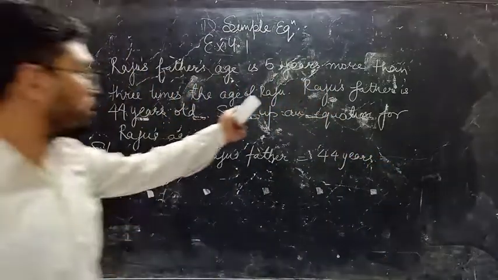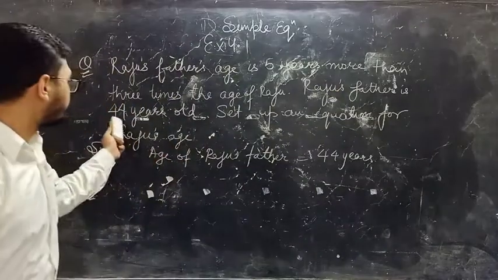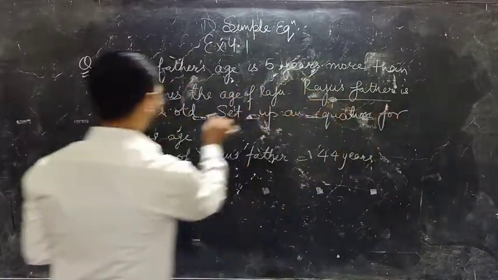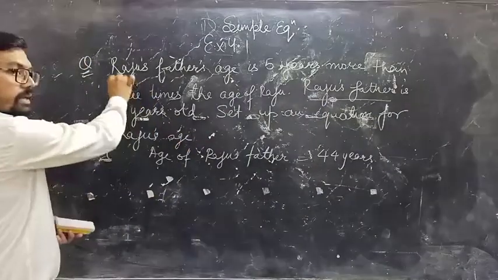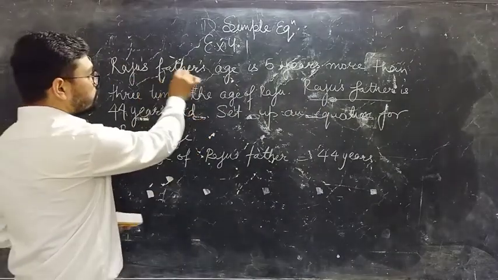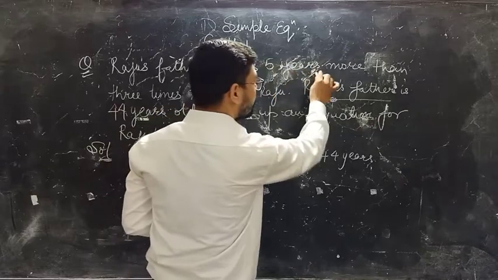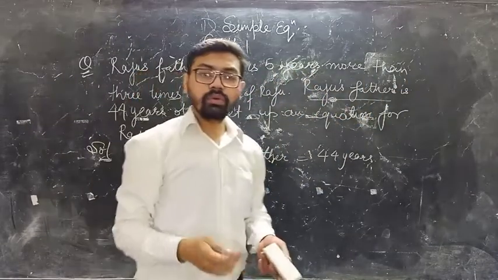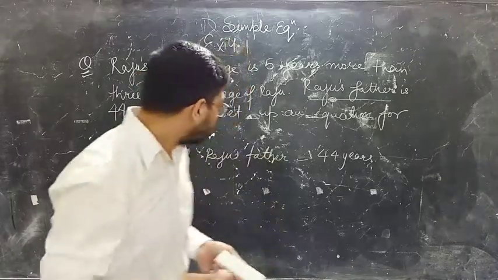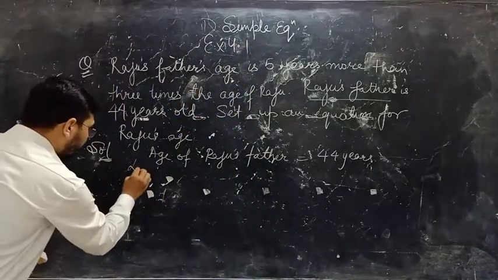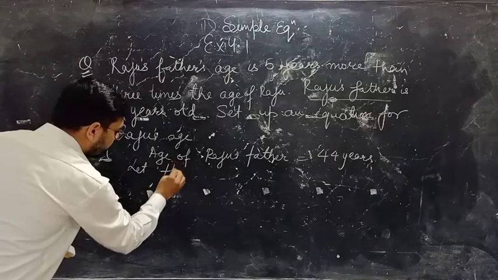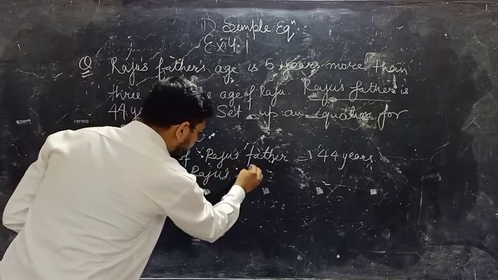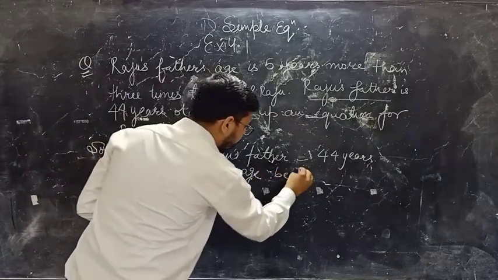In the second part of this question, Raju's father is 44 years old. So this condition is given in the second statement, right? In the first statement, what the question says is Raju's father's age is 5 years more than 3 times the age of Raju. But you don't know what is the age of Raju. So in that case, you can assume, let the Raju's age be x years.